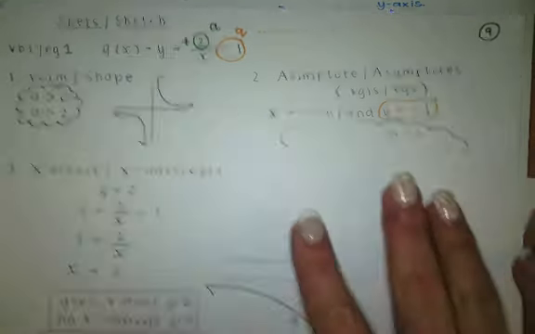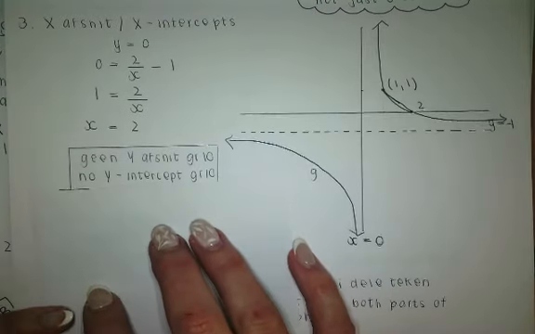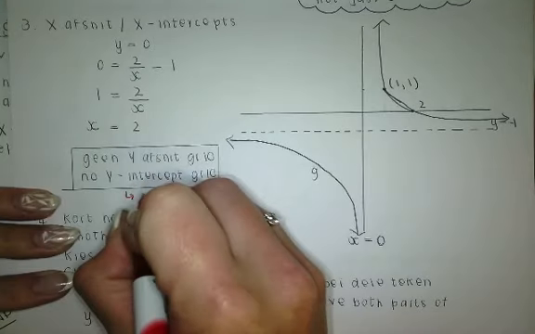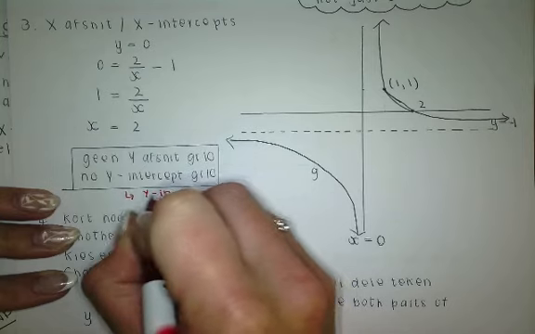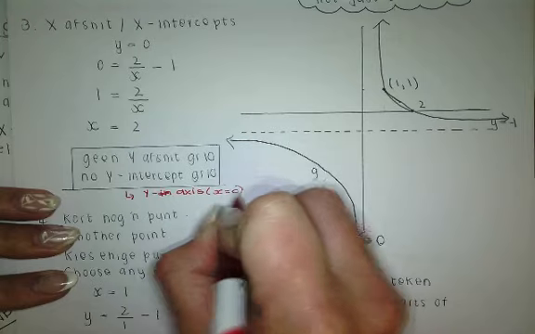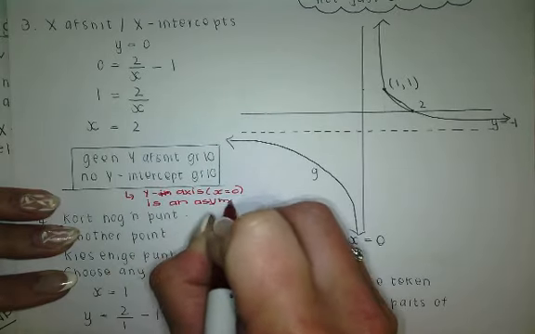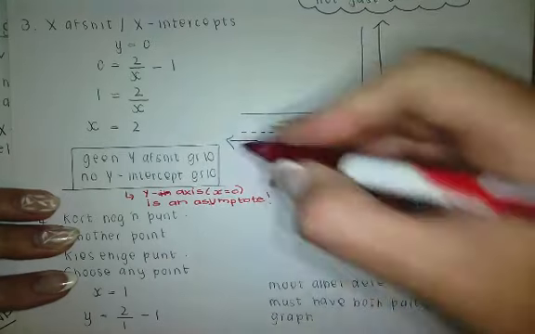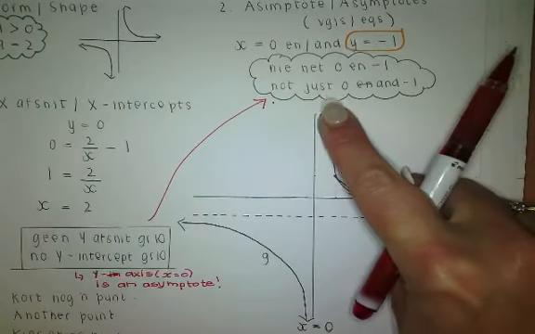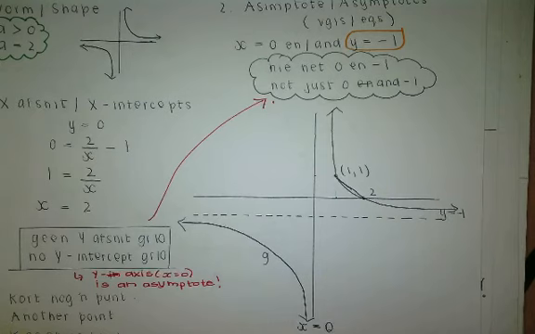Do you understand? Look here. There is no y-intercept in grade 10, because the y-axis, which is your x equals 0 line, is always an asymptote. Okay, do you understand? Do you see there?